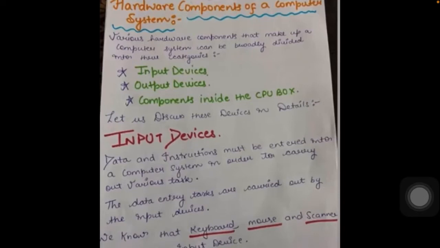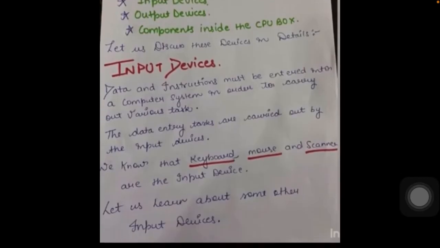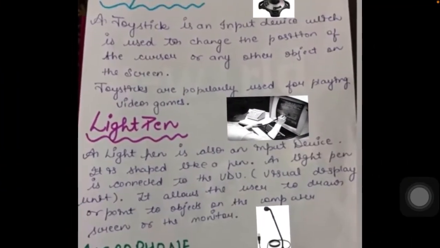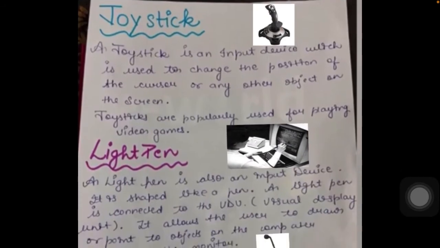So we will start with the input devices. Here are some examples of input devices. First, we are all aware of the keyboard, right? Whatever data is input into a computer can be done with the help of the keyboard. Then the second one is a mouse, which shows an arrow on the computer display. Then the third one is a scanner, which is used for getting any type of copy into a computer. If we want to input any type of copy into a computer, it can be done with the help of a scanner.